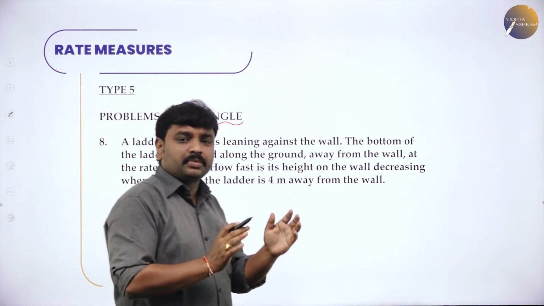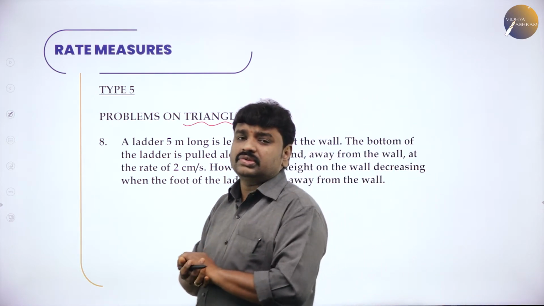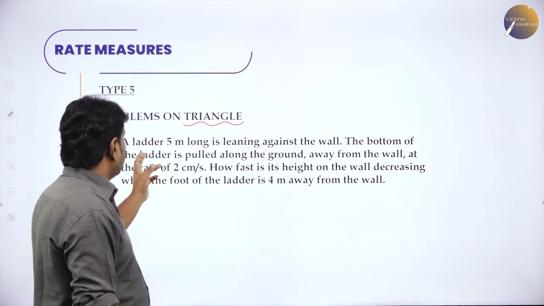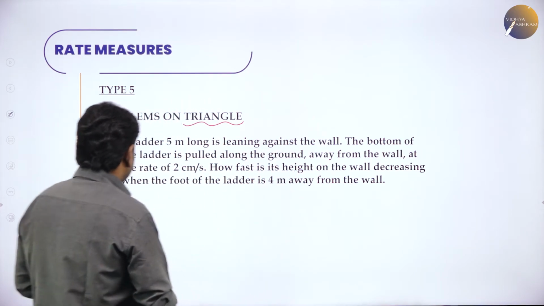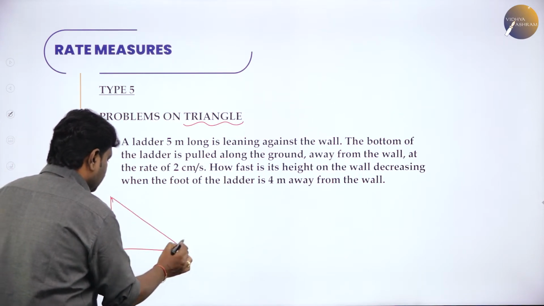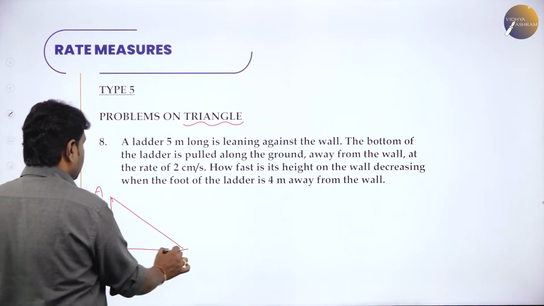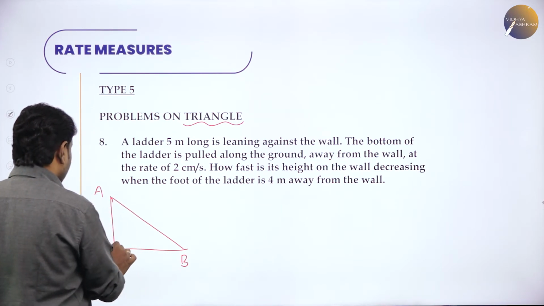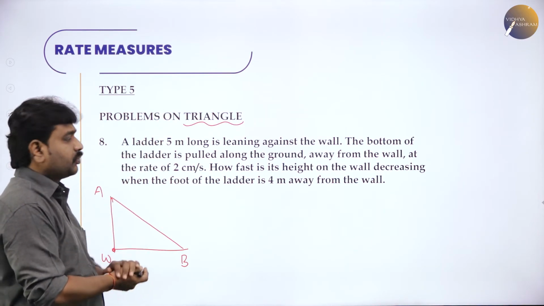When you read the description it helps you to build a triangle, analyze the unknowns and solve it. Now a ladder 5 meter long is leaning against a wall. So this is the wall and this is the ladder. Ladder is leaning like this. This is a ladder. In my diagram AB is the ladder. It is leaning against the wall. AW is the wall. So I got a triangle. That's why I called it as triangle problem.